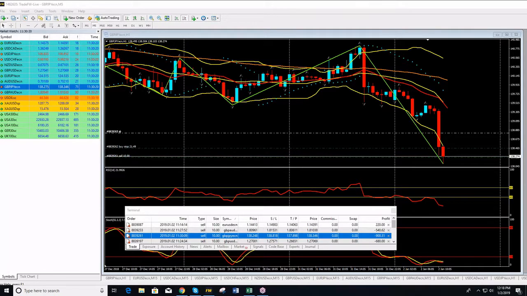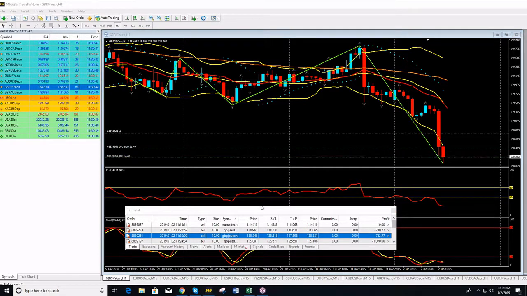Short pound yen at 138.248. Stop loss 138.818 and TP 137.898. So that's the most recent trade I have played.